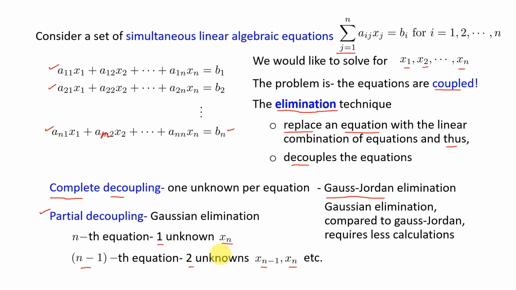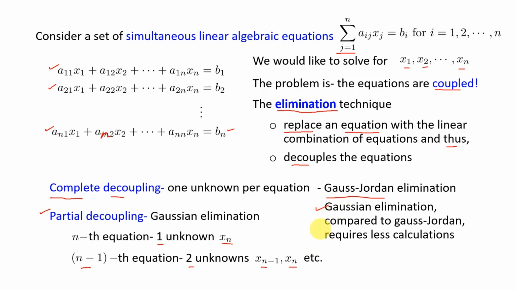And that is how the n minus 1th equation, for all practical purposes, we can say that it has only one unknown, even though it is not. So this is the difference between Gauss-Jordan and Gaussian elimination. Gauss-Jordan requires much more calculation really. So that is why we prefer Gaussian elimination.